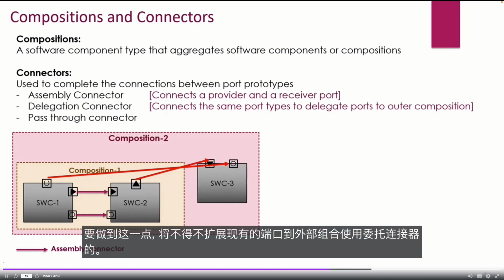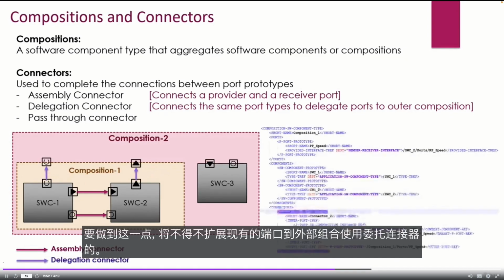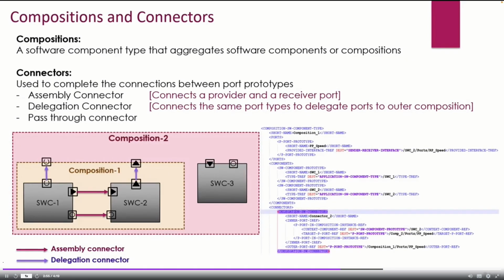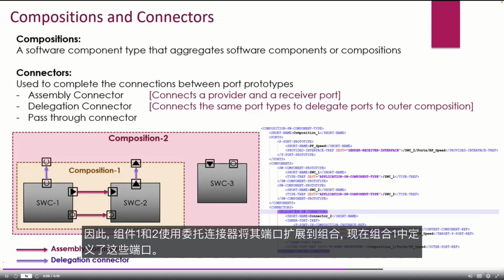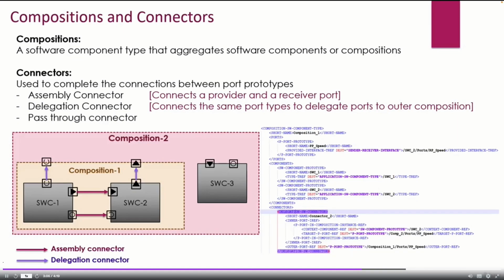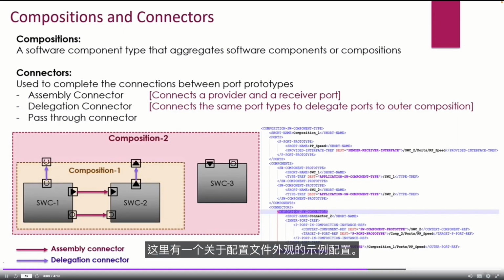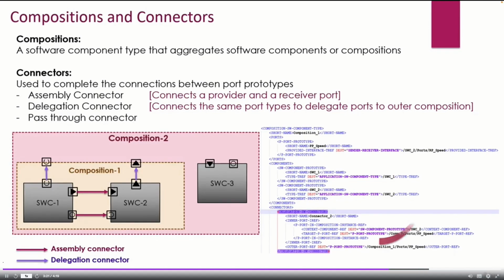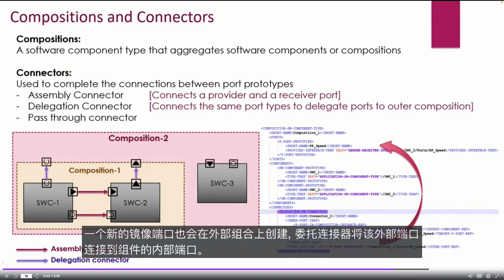To do this, we'll have to extend the existing ports to the outer composition using delegation connectors. Software component 1 and 2 have their ports extended to the outer composition using a delegation connector, and now composition 1 has these ports defined in it. A sample configuration of how it looks in the configuration file is here. A delegation connector extends the inner port from the components to the outer composition. A new mirror port is also created on the outer composition, and the delegation connector connects this outer port to the inner port of the component.